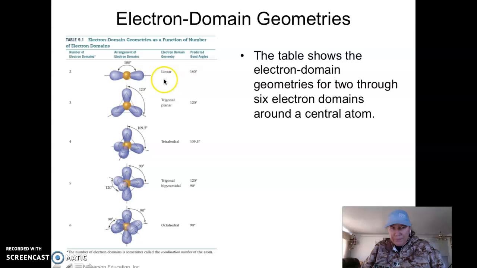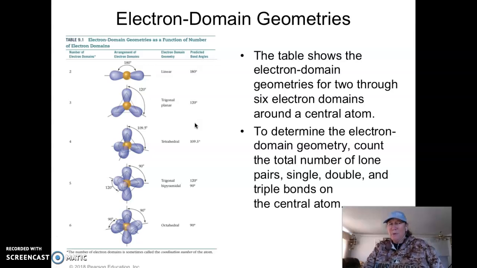We got linear, we have trigonal planar, we have tetrahedral, we have trigonal pyramidal, and these last ones, the 5 and 6, we're not going to worry about. We're just going to worry about these top ones. And again, I have a chart for this for you to download. But really, all you're going to do is look at the guy in the middle and how many are bonded to it.